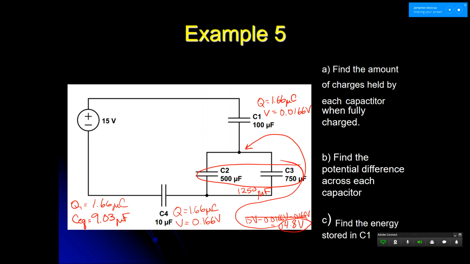No, you would just get 15 again. Oh, I see what you did. Okay, so you did 15 volts times the overall capacitance to find the overall charge. And that's going to be the charge here. And so I divide that by this capacitance to give me the voltage drop? Exactly. Okay. We have different numbers though.